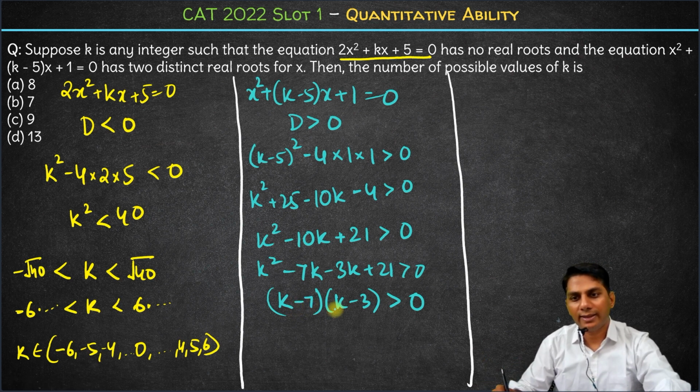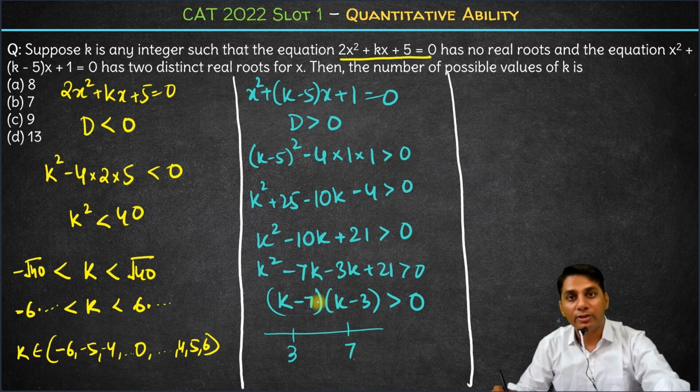For (k minus 7) and (k minus 3) greater than 0, the critical points here are 3 and 7. The critical points are basically when the left hand side expression becomes 0. This becomes 0 when k is 3 and this becomes 0 when k is 7. So if k is greater than 7, this whole expression will always be positive. Hence values of k greater than 7 are acceptable.